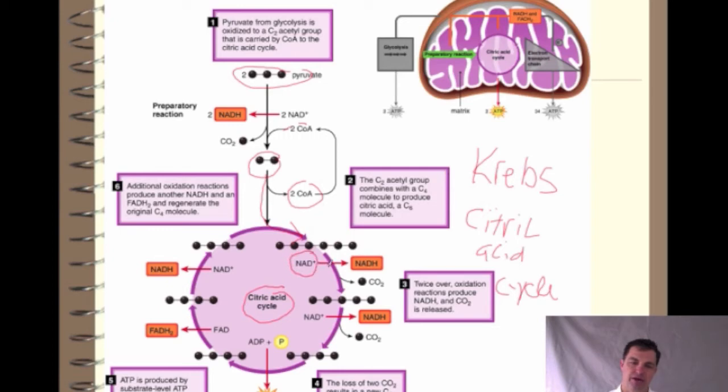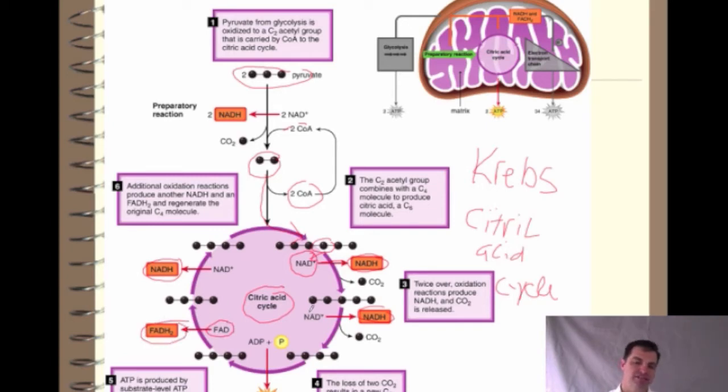And so, once again, you've seen this reaction before. Here's my NAD+. I'm going to transfer the energy from this to NAD+ to get NADH. There's more NADH. There's more NADH. This one here is very similar. This is FAD becoming FADH2.